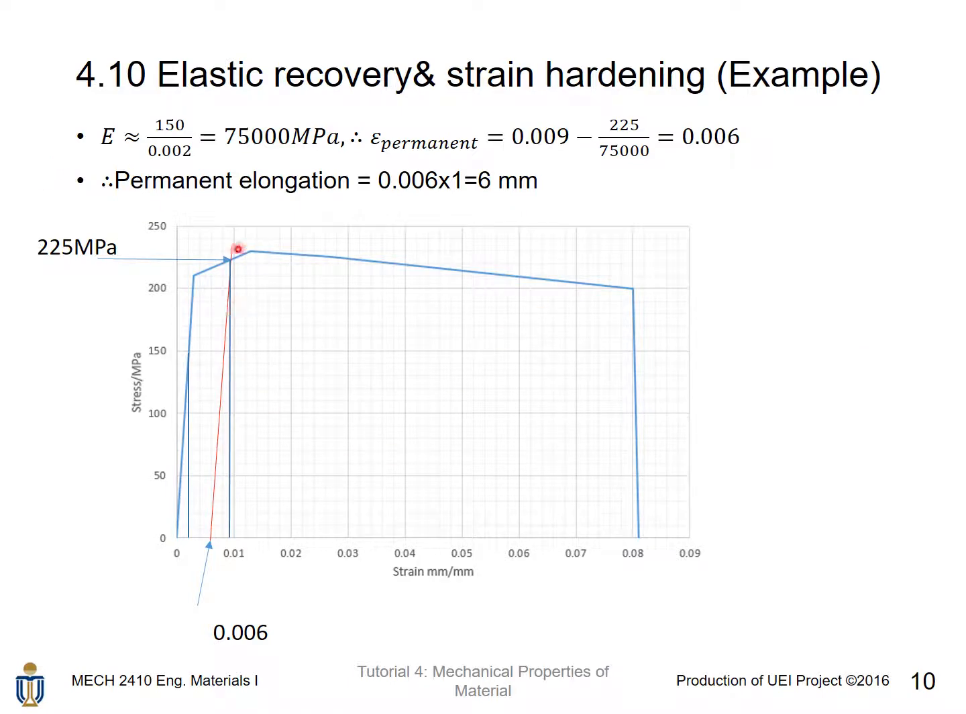Using this method, we calculated that E is equal to 75000 megapascal, and that's why the permanent strain is equal to 0.009, which is the reading from the intersection here, minus 225 over 75000, which is this value over the slope here, which is also equal to 0.006. And that's why permanent elongation is still equal to 6 mm by definition.